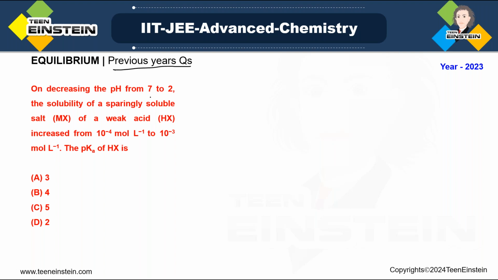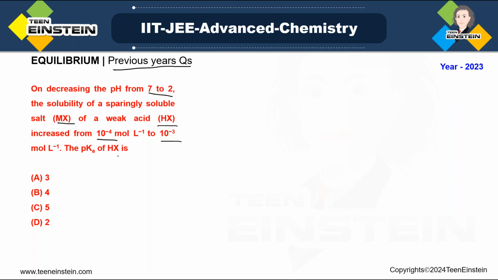It is saying that on decreasing the pH from 7 to 2. So first initially there is pH 7, then it is decreased to 2. That means it is now more acidic. The solubility of a sparingly soluble salt Mx of a weak acid. So this is the acid, corresponding acid from which Mx is produced in presence of some base which is containing the metal M. And the solubility of this Mx sparingly soluble salt increased from 10 to the power minus 4 to 10 to the power minus 3 mole per liter. From this information, we have to find the pKa of the Hx.